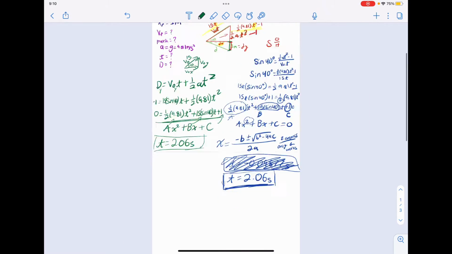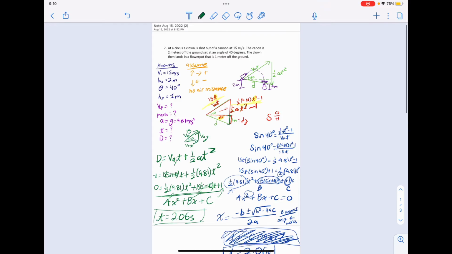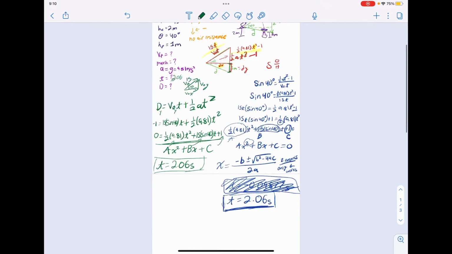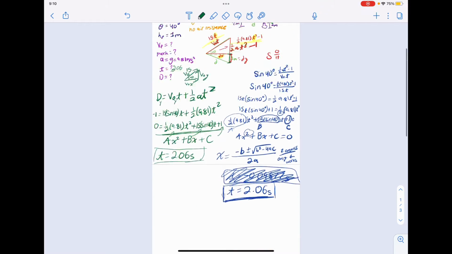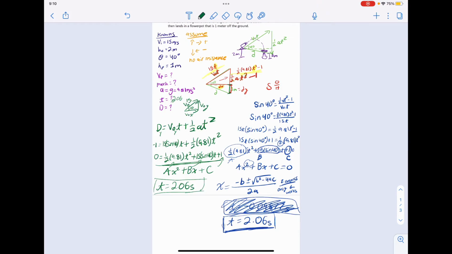So once we find our time, life gets a lot easier. Now, what do we want to solve for first? We have our time. Let's solve for our displacement in the x.